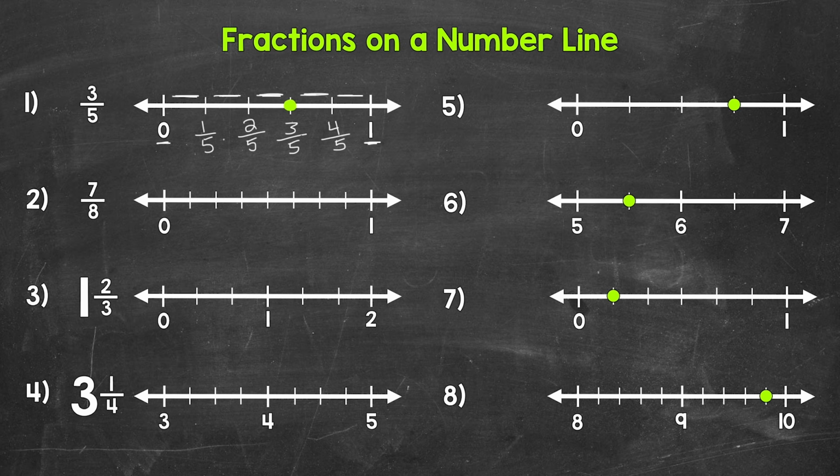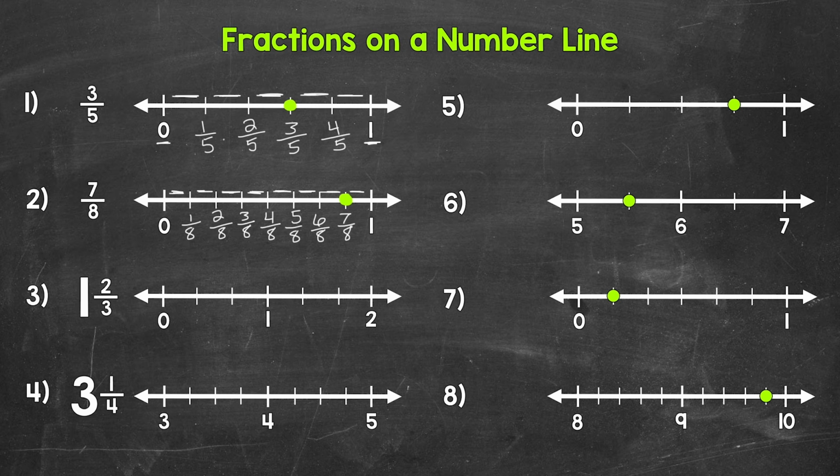Let's move on to number 2, where we have 7/8. So again, a proper fraction here. So this will be between 0 and 1. And 1 whole was divided into 1, 2, 3, 4, 5, 6, 7, 8 equal parts. So eighths. And going from 0, we have 1/8, 2/8, 3/8, 4/8, 5/8, 6/8, 7/8, and 8/8 is 1. So 7/8 is right here.